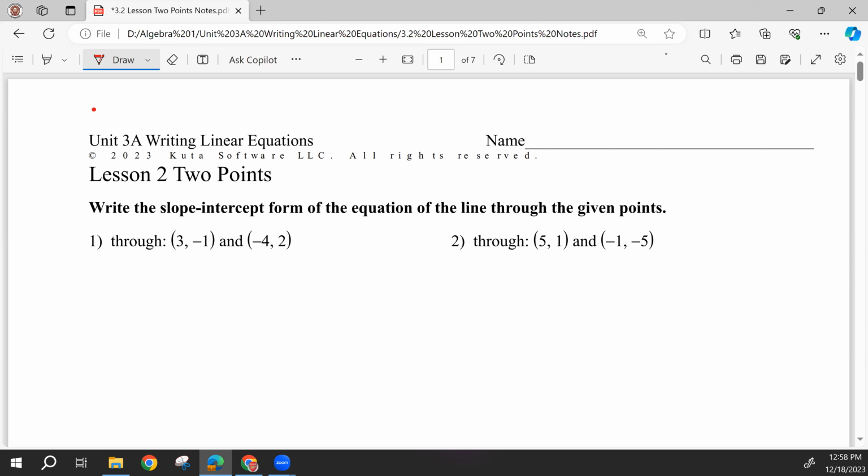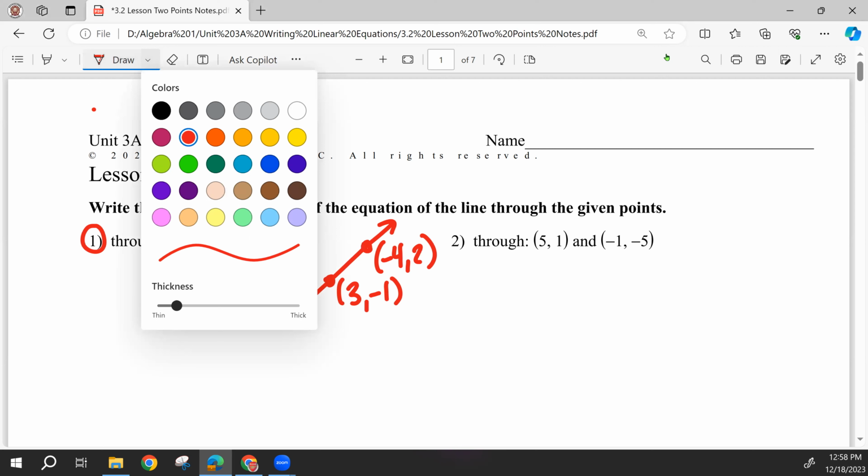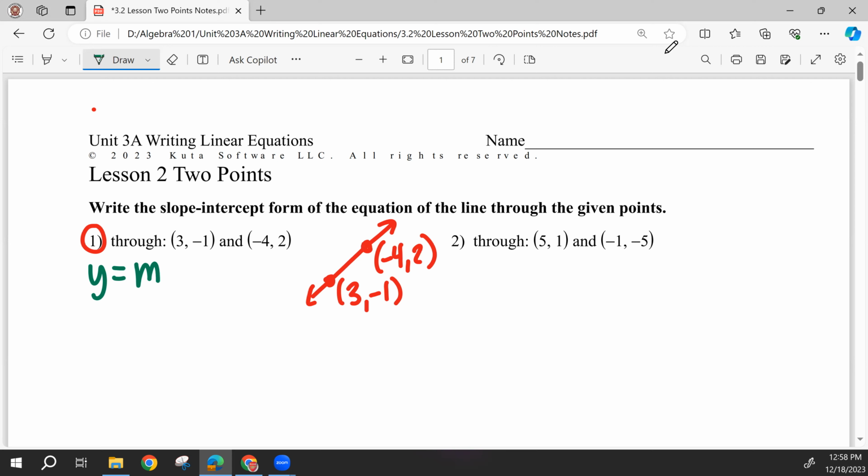So if I look at this first one, I don't actually know if it's positive or negative or how it looks, but I'm just going to do a little sketch. And I've given you two coordinates of two points that this line passes through, and we want to write the equation of that line. Of course, the thing that we should always start with is the equation of a line. The two things that I need to know are the slope and the intercept.